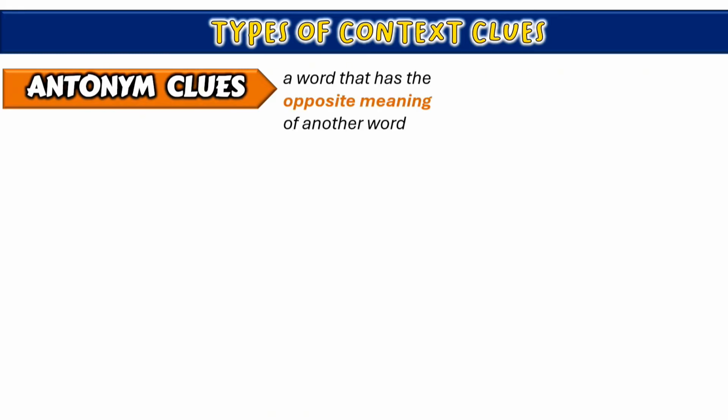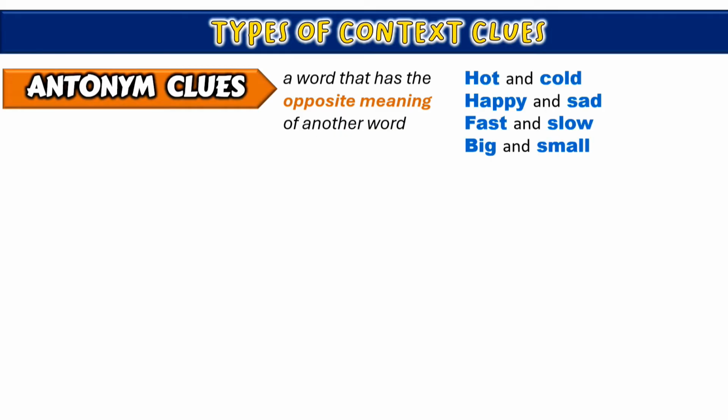An antonym is a word that has the opposite meaning of another word. O sa Tagalog, ito yung mga salitang magkasalungat ang kahulugan. Antonyms are used to express contrasting ideas or to highlight differences between concepts. Here are a few examples. Hot and cold, happy and sad, fast and slow, big and small. In a poem, an opposite word or phrase is used to show what the difficult word means by contrast.